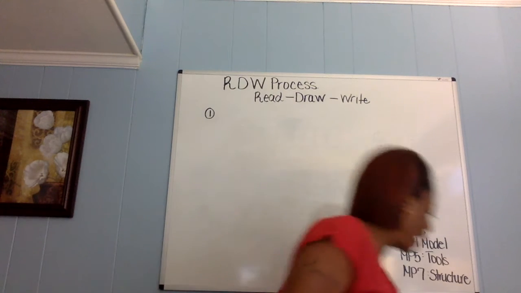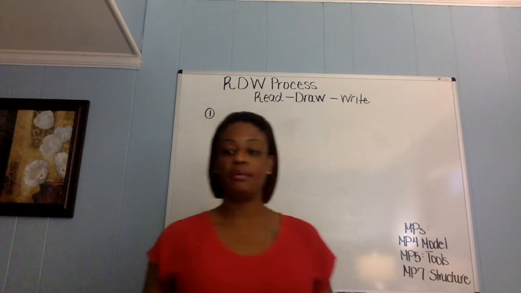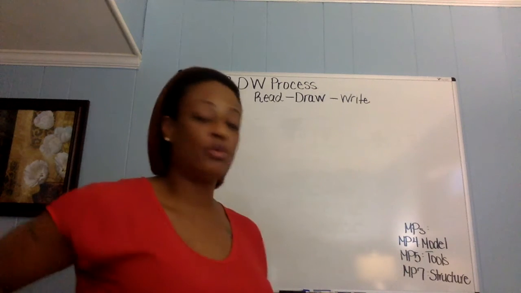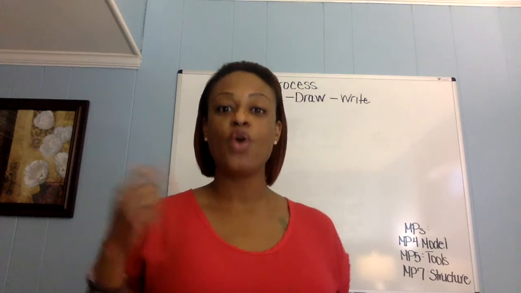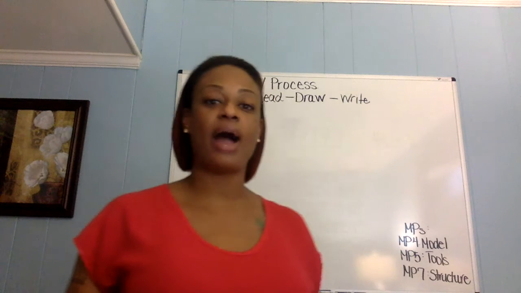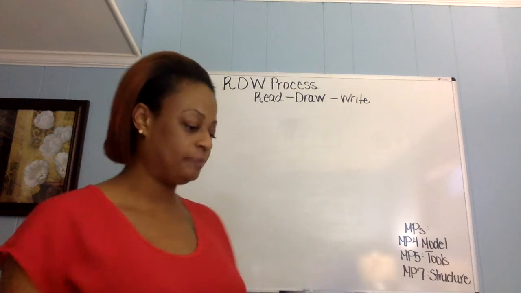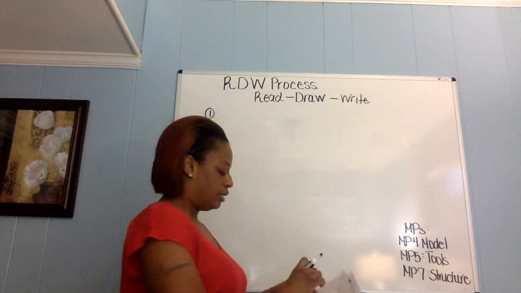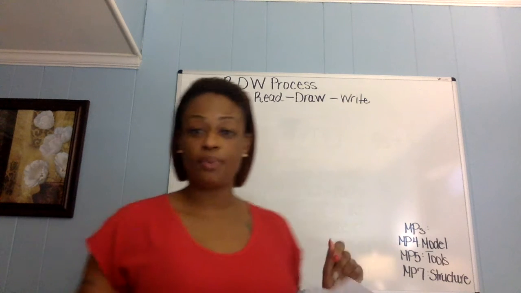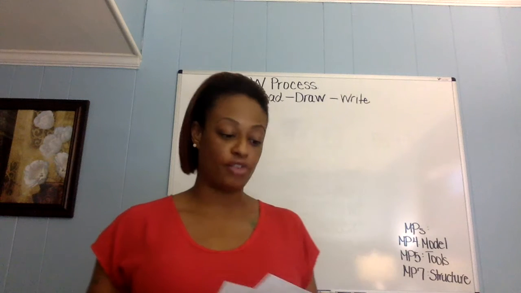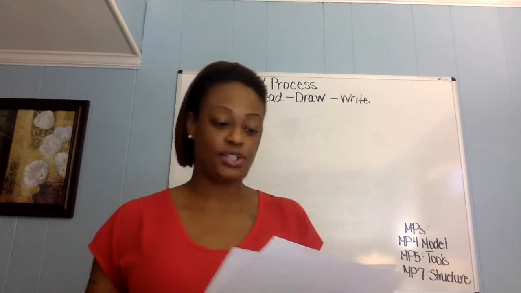So I'm going to start off by modeling a few problems. I'm going to pick one problem per grade level. So we'll do one for 6th grade, one for 7th, as well as one for 8th. So just pay attention to how I actually go through the process. So for the first question, again, we are going to apply the RDW process. So I would ask you to read the first question, which is grade 6. It starts off with Hannah.